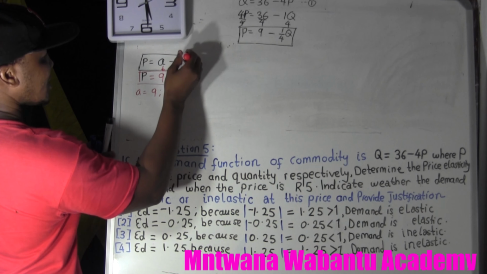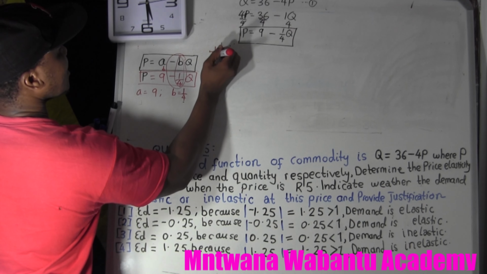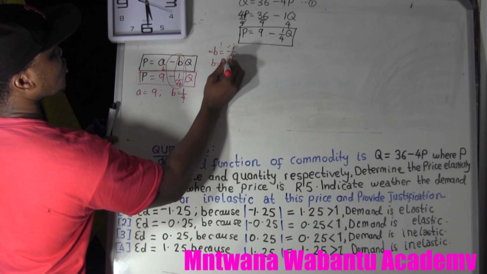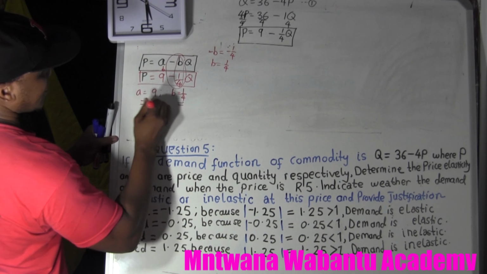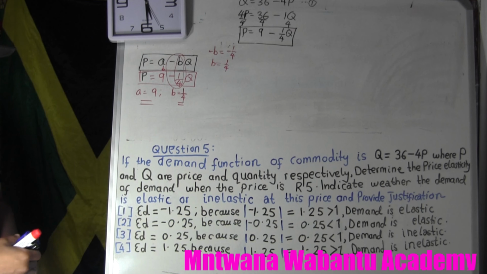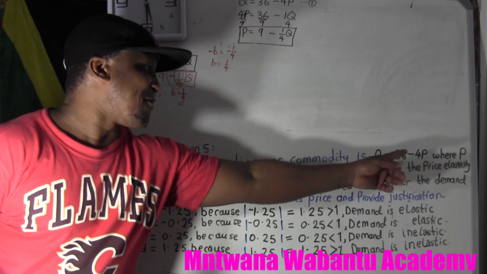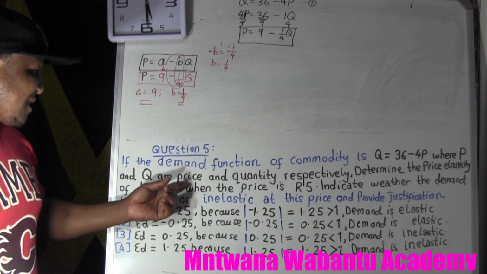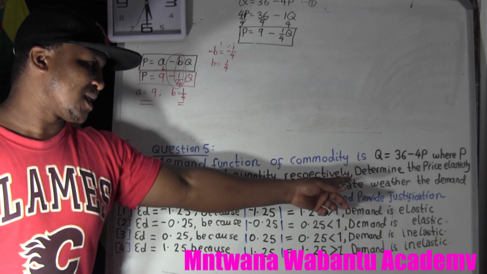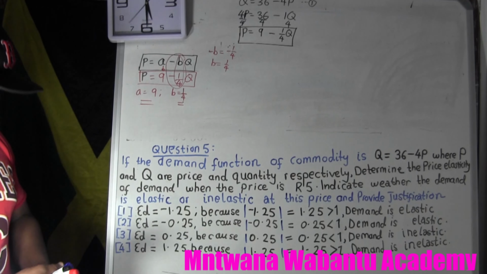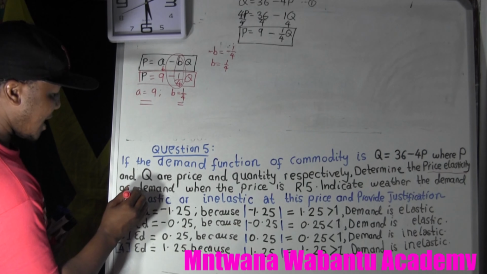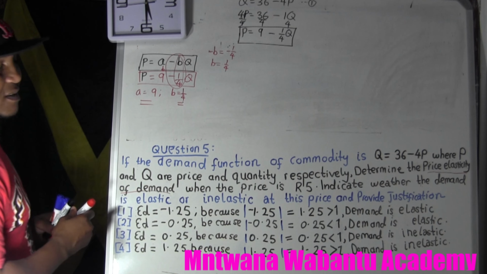Or if you want to check, you can check like this. Negative B equal to negative 1 over 4. Divide by negative, so B equal to 1 over 4, which is the same thing. So we know our A, we know our B. And also, let's continue reading here. They say whereby P and Q are price and quantity respectively. Determine the price elasticity of demand.